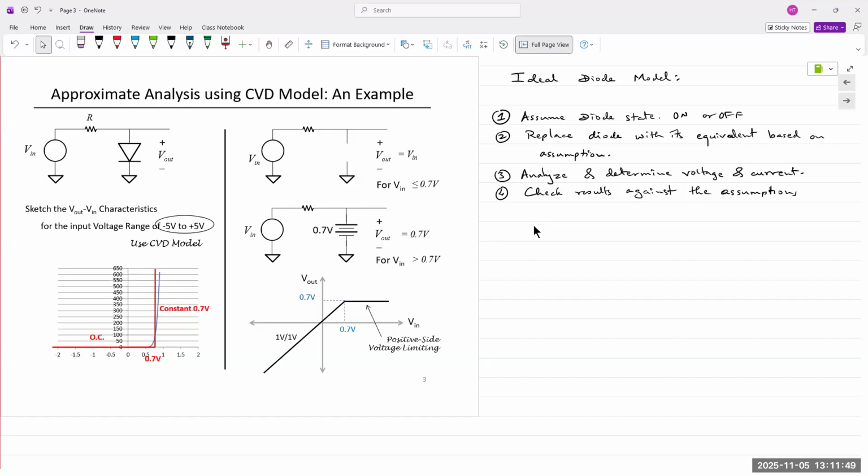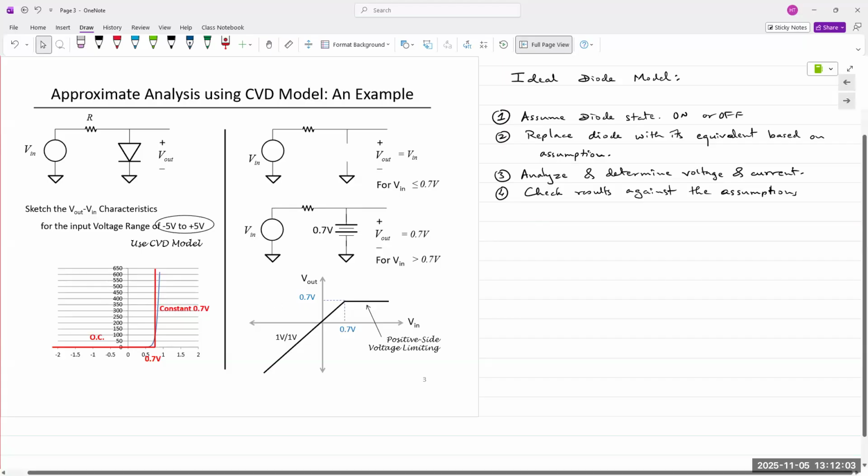0.7 is pretty much the standard. And if it's not given, you can always assume it. With these kinds of semiconductor devices, if something is not present, then we simply assume. So you can assume 0.7 and proceed with your solution.